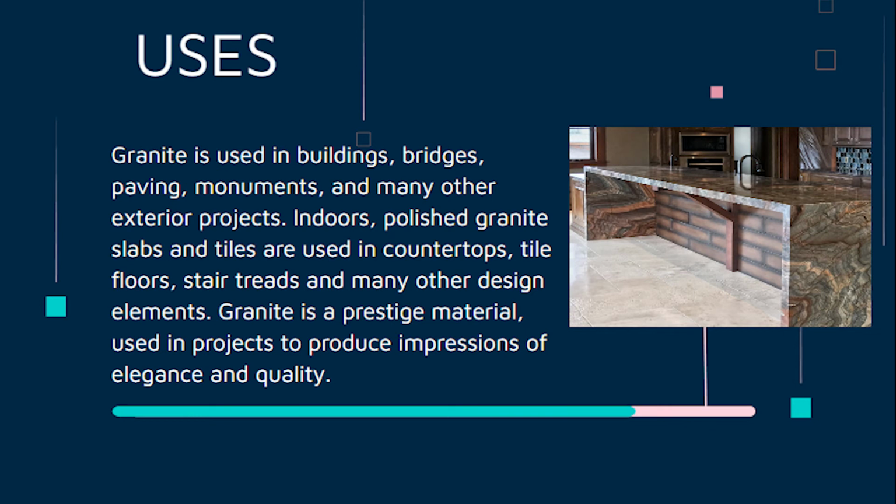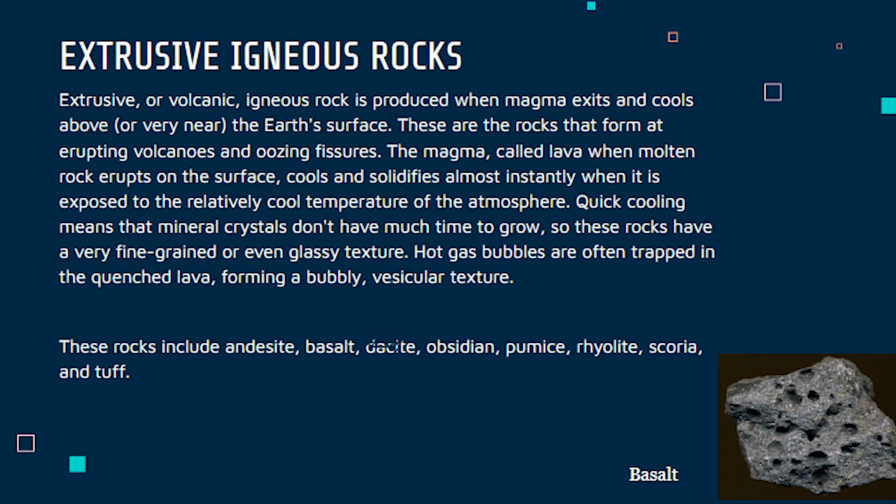Now, on to extrusive igneous rocks. Well, these igneous rocks are produced when magma exits and cools above or near the Earth's surface. Extrusive, we're thinking now outside, right? Now, these are the rocks that form at erupting volcanoes and oozing fissures.